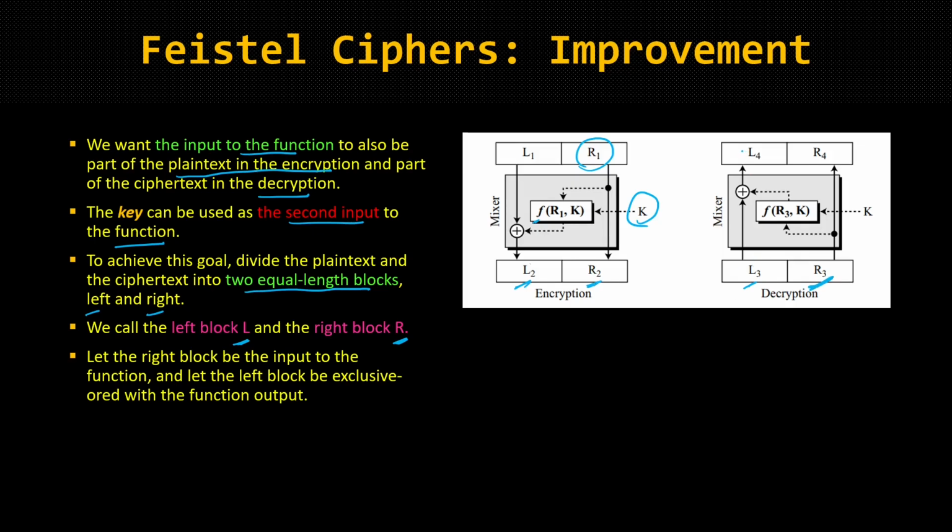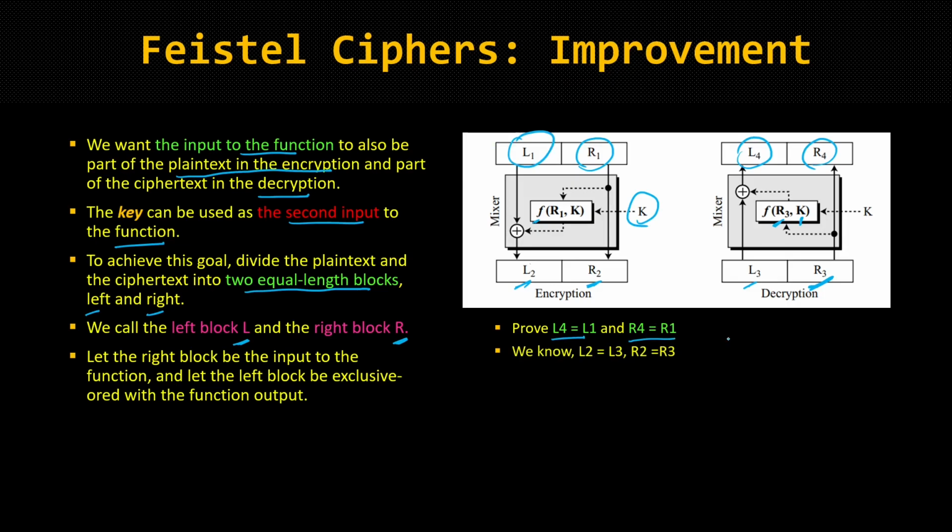Now, L4 is produced after this L3 is exclusive XORed with the non-invertible component, which accepts R3 and the key K as its input. And then it produces L4. And this R3 directly transposes to our R4. So we need to prove that this L4 is equal to L1 and this R4 is equal to R1.